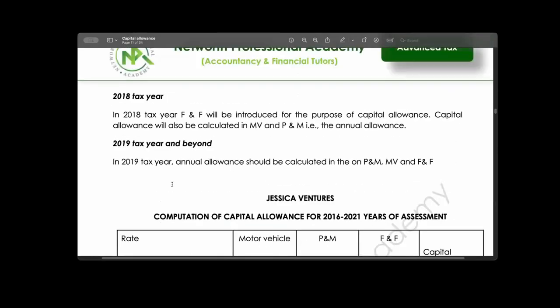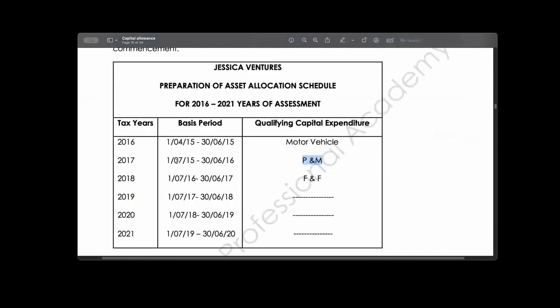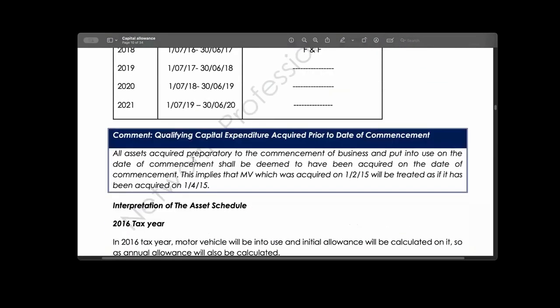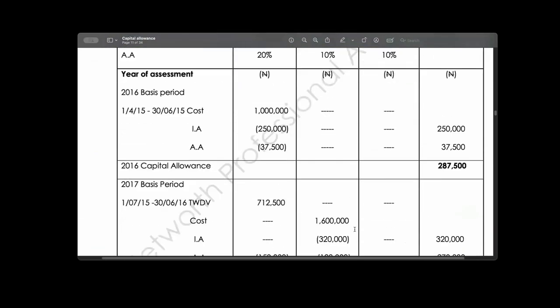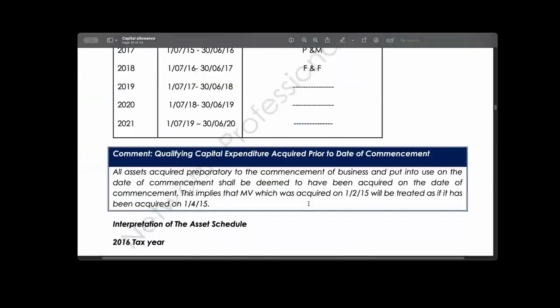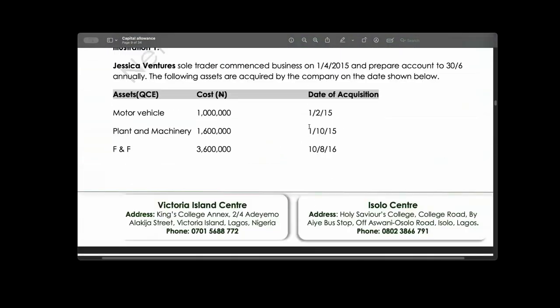Now, in the second year, if you look at our table here, you will notice that plant and machinery was also acquired. Because the plant and machinery was acquired, I am going to also bring it in, in the second year. Note again that this plant and machinery, even though the date of acquisition is 1/10/2015, ordinarily, in the accounting period, would have been used for about 5 months or 7 months. When we are calculating our depreciation on it, we would have said we prorate it to 7 months.